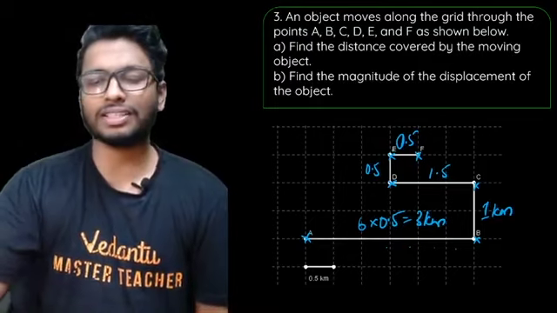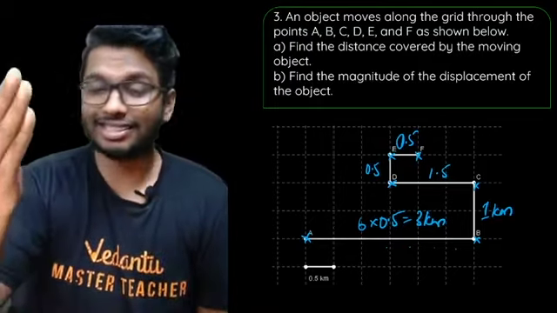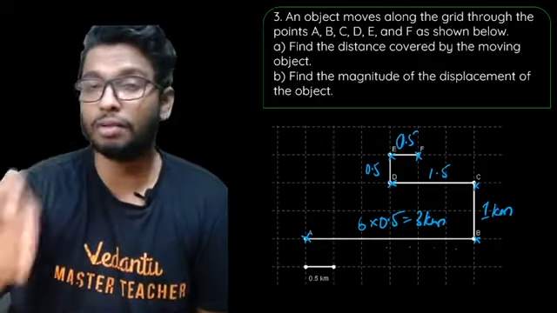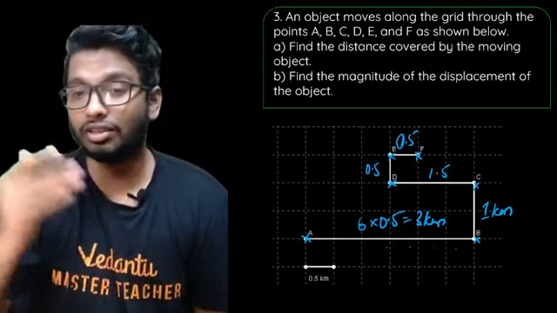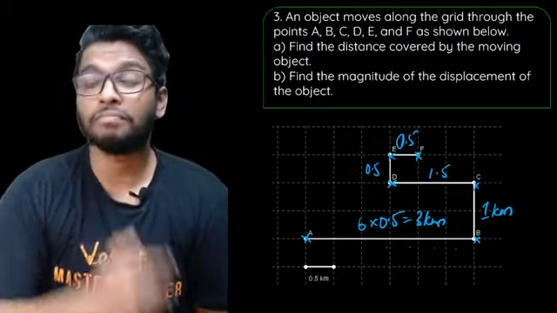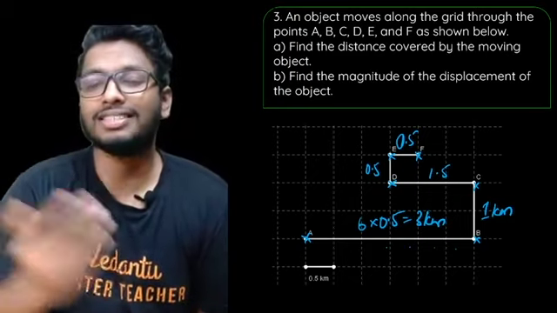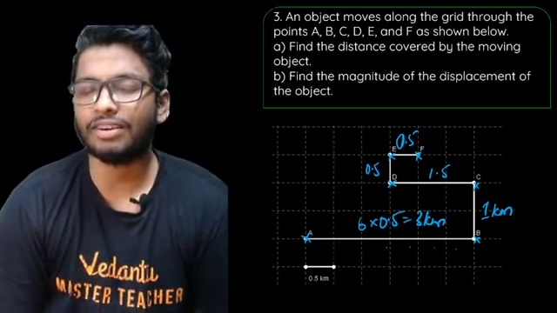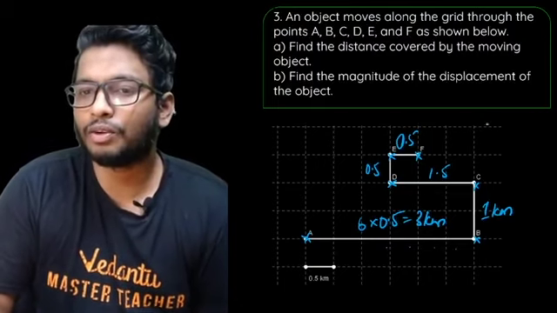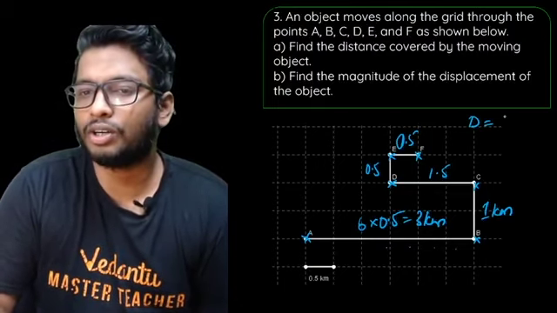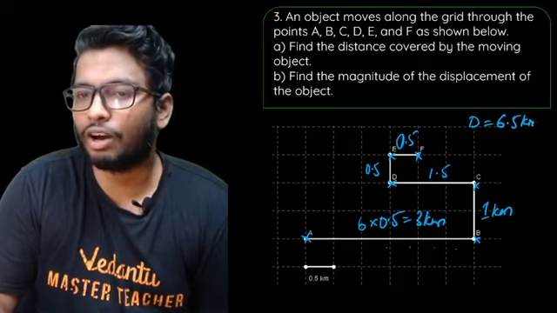So the total distance is basically adding up all of these values: 0.5 plus 0.5 plus 1.5 plus 1 plus 3. So that's 3 plus 1 is 4, 4.5. Then 4.5 plus 1 is 5.5, plus 1 is 6.5. So the total distance traveled would be equal to 6.5 kilometers.